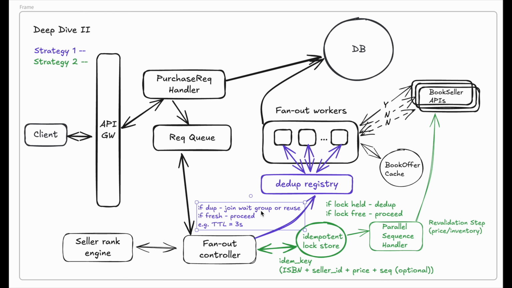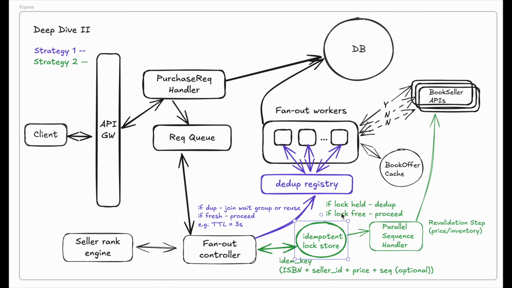If it's not, it starts a fresh resolution and writes into the registry with a short TTL, say 3 seconds. This prevents redundant fan-outs when many users request the same book in a short burst. Now moving on to strategy 2, idempotent purchase logic.